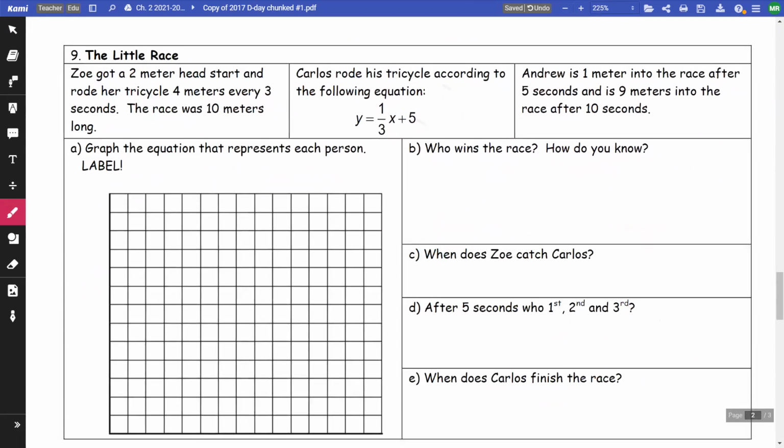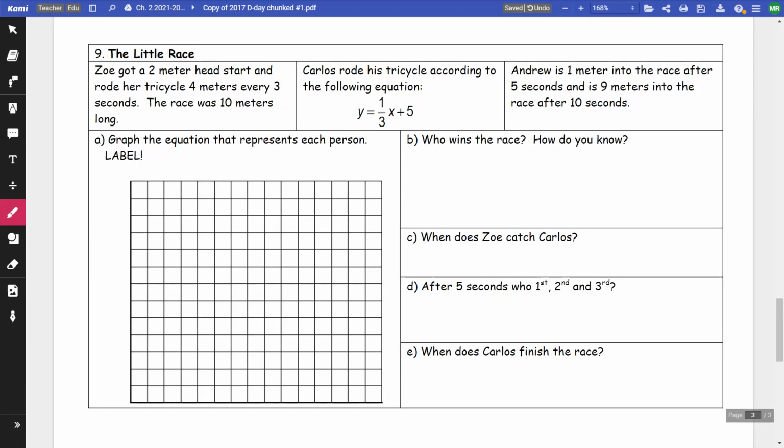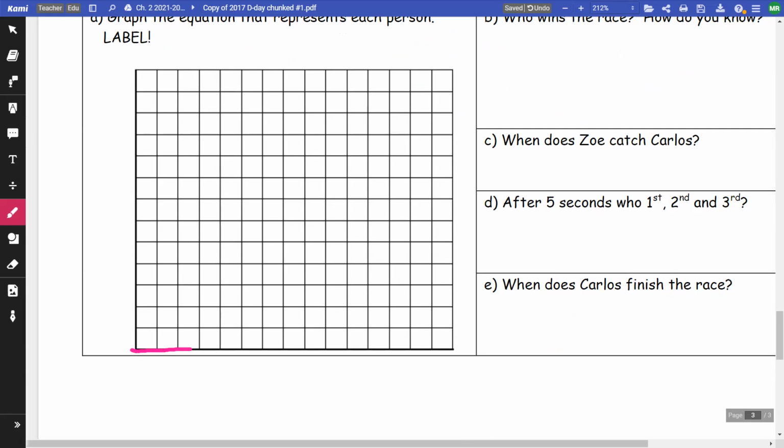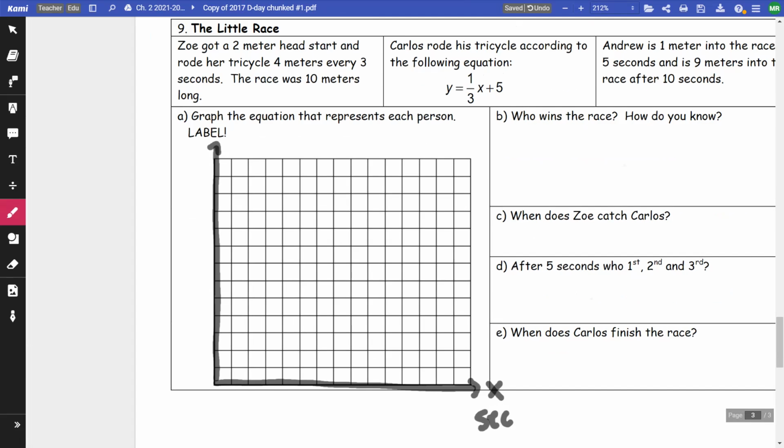Now, the next part is the little race. So first thing I need to look at is I'm going to label this. So this is going to be my x-axis, okay? This is going to be my y-axis. And my y-axis and x-axis have to be in particular. This is going to be seconds. This is going to be meters.